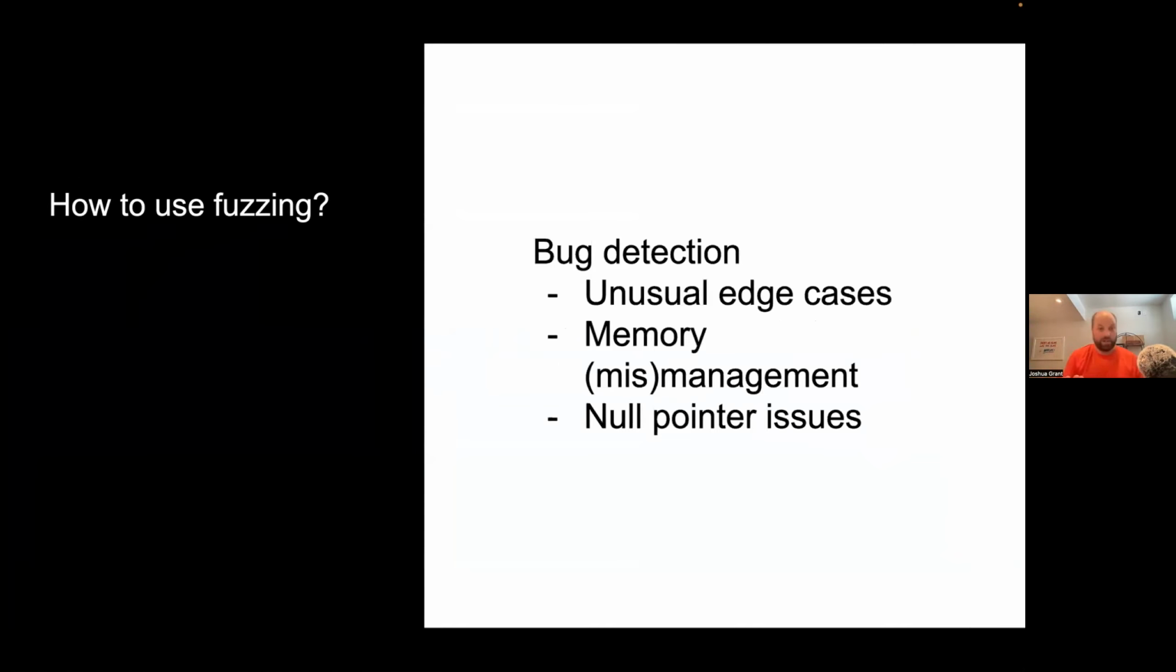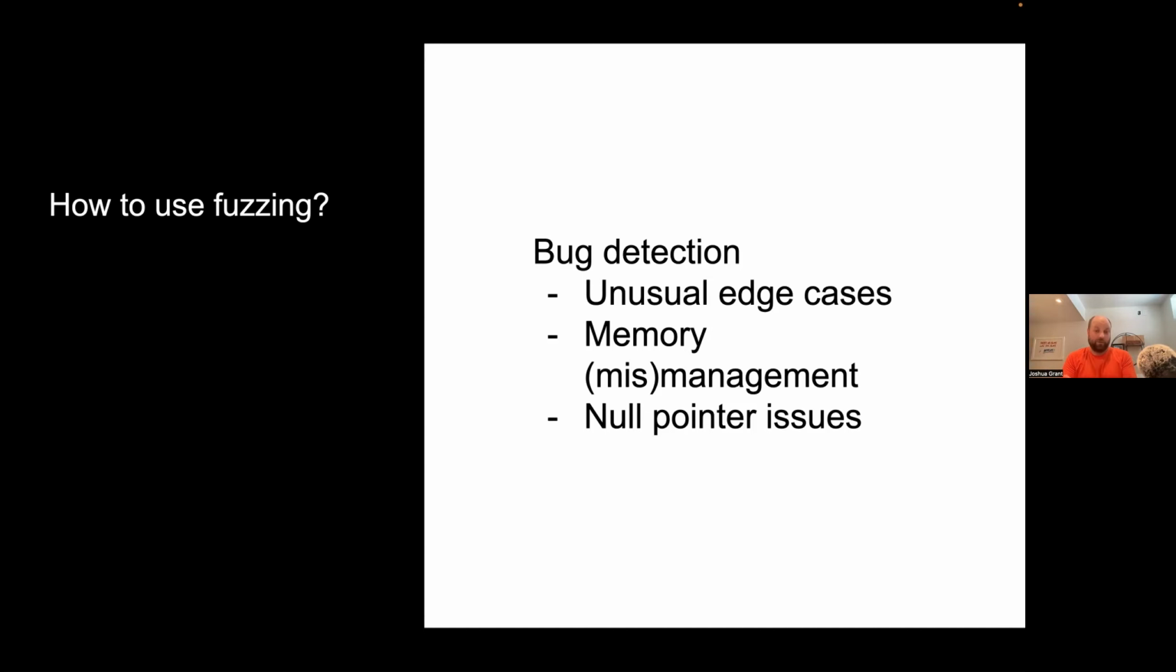One way to use fuzzing is bug detection. Let's say you're trying to find unusual edge cases. You might be a clever tester and you're able to find different edge case values or different inputs, but a fuzzer might find even more stuff that you didn't even think of. So that's one thing. Memory management or mismanagement. Fuzzing is really good at finding things like stack overflows, buffer overflows, like in the C++ world, things like not freeing up your memory or not allocating memory properly. It's really good at that.